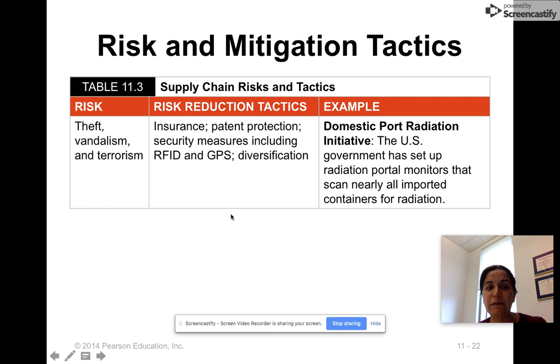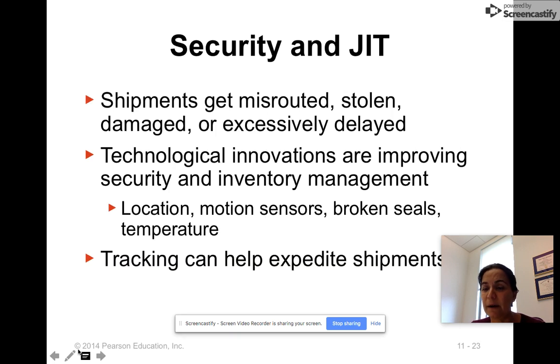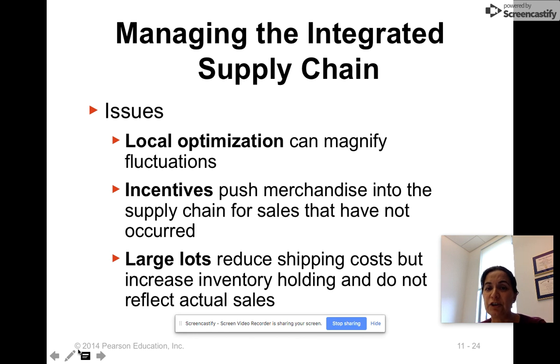And lastly, theft and vandalism. Here we just buy insurance. An example is domestic port radiation, where the US government has set monitors to scan ships coming in. Shipments do get misrouted, and they do get stolen. So again, we need a lot of tracking innovations to expedite shipments.